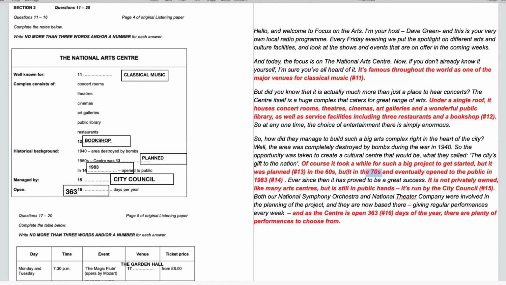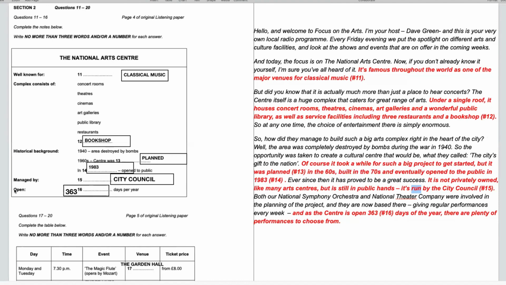Now this is something that was meant to throw us off guard since 70s was not included, but I hope we didn't fall for that. And it said it was opened to the public in 1983. So we have the exact keywords in the transcript, open to public, and then the year 1983. Managed, we see here that it's not privately owned, but it is still in public hands. It's run. So run here is a synonym for managed. It's run by the city council.